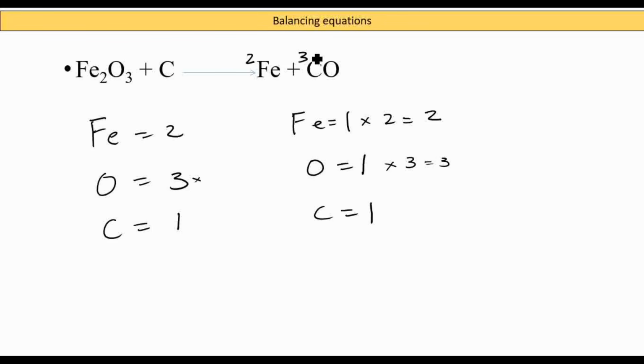But that's now affected my carbon. So now I'm going to have 3 on this side. What can I do to get that? So I can put a 3 here. Alright, so let's check. 2 iron, 2 iron, 3 oxygen, 3 oxygen, 3 carbon, 3 carbon. Alright, so equation is balanced. Okay, good.